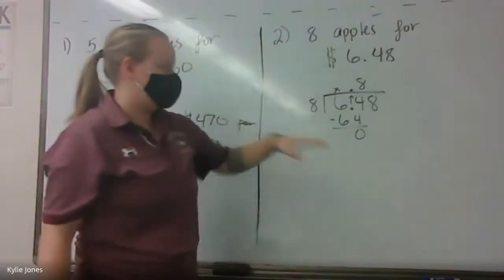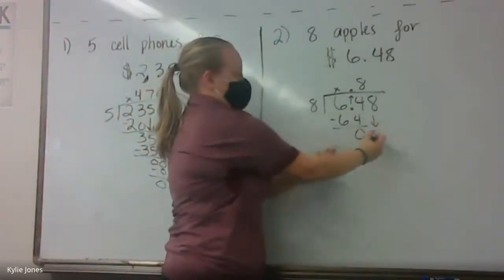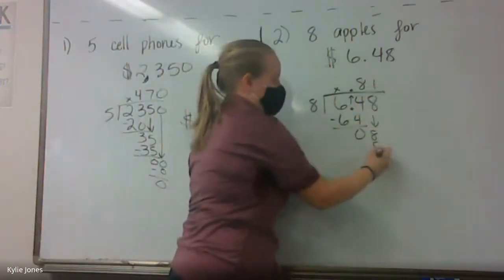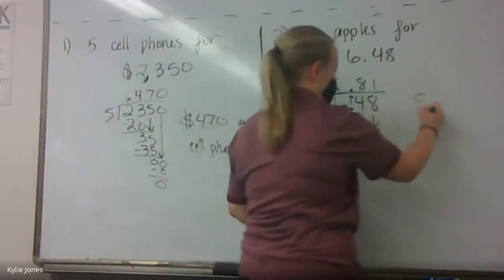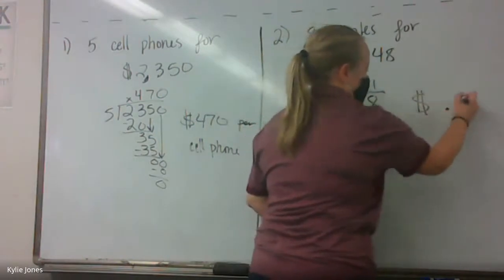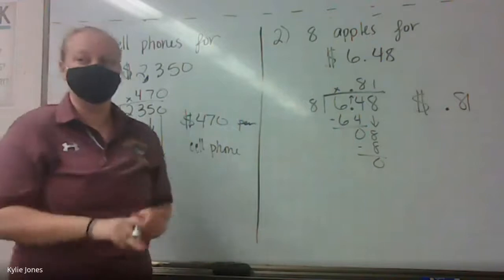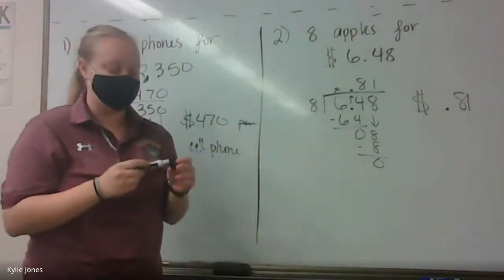Good. Subtracting is 0. Drop down your 8. Does 8 go into 8? 1 time. Subtracting, you get 0. So how much did 1 apple cost? 81 cents. That's actually more accurate. Did a decent job at that one. I just make these up on the fly.